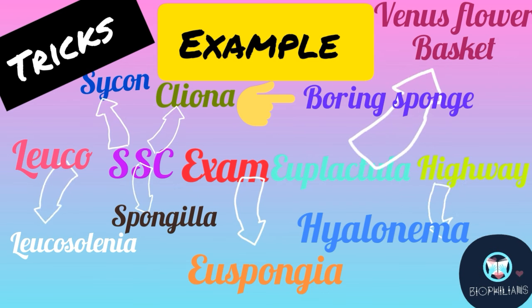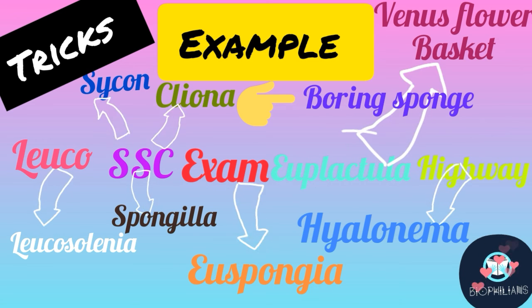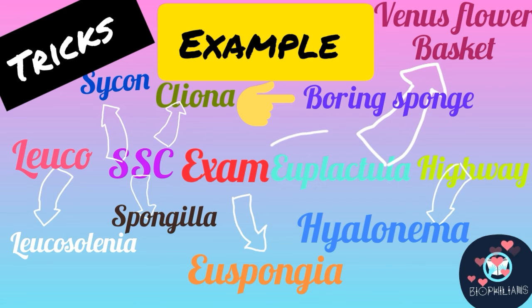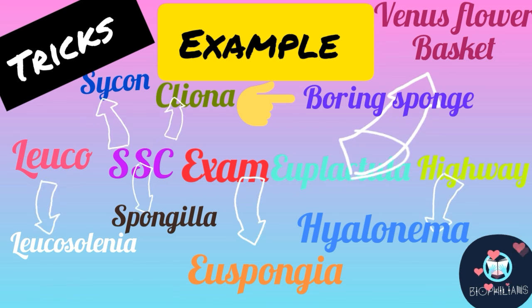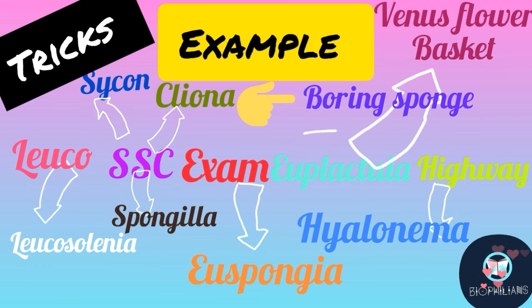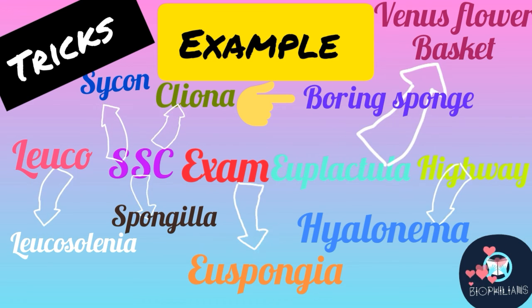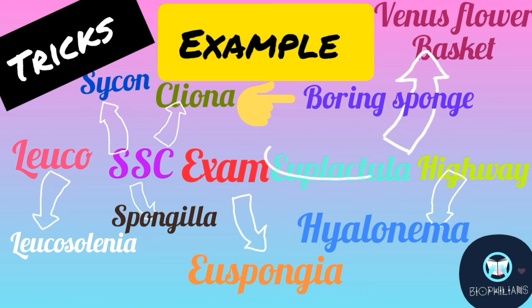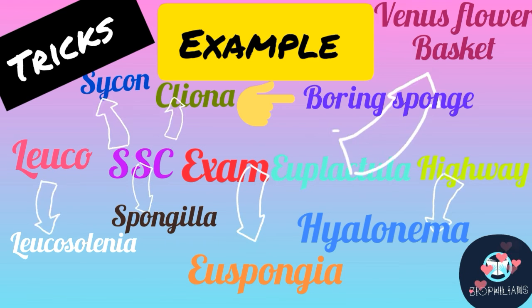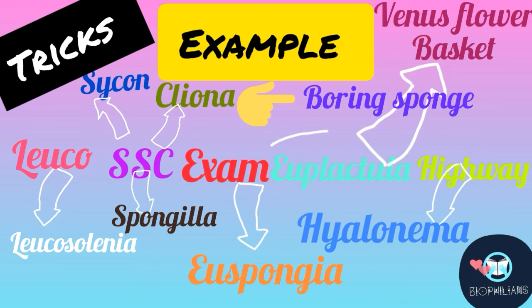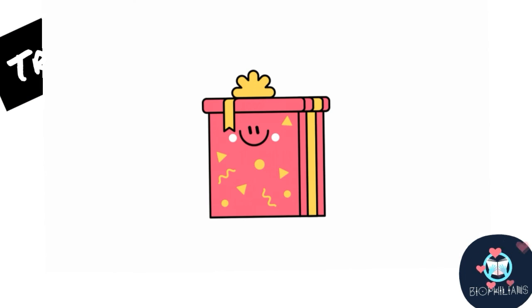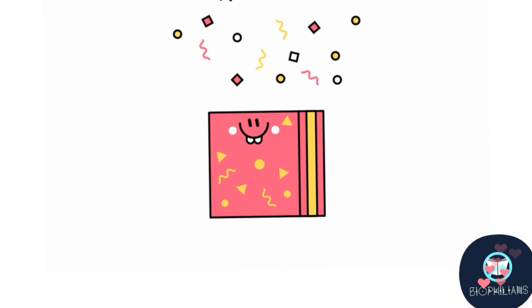Commensal relationship means living in a relationship where one organism derives food or other benefits from another organism without hurting or helping it. So this Euplectella is given as a gift in marriages because it is a symbol of union till death. And come to the surprise.